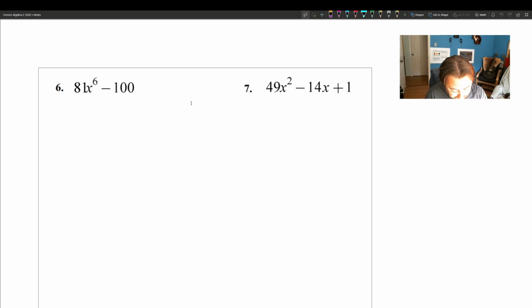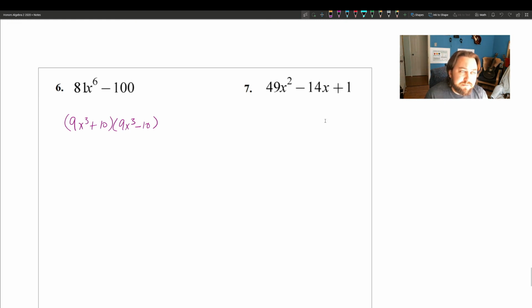The square root of 81 will be 9. Easy enough. The square root of x to the 6th power would be x cubed. So we're going to have it like this. And the square root of 100 is 10. Quick and easy.